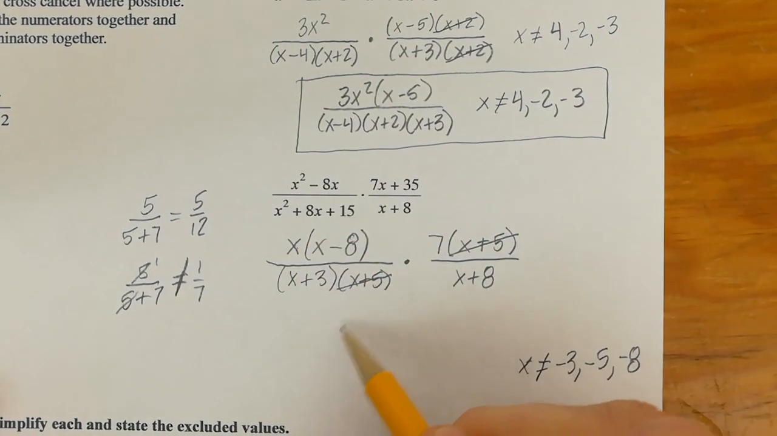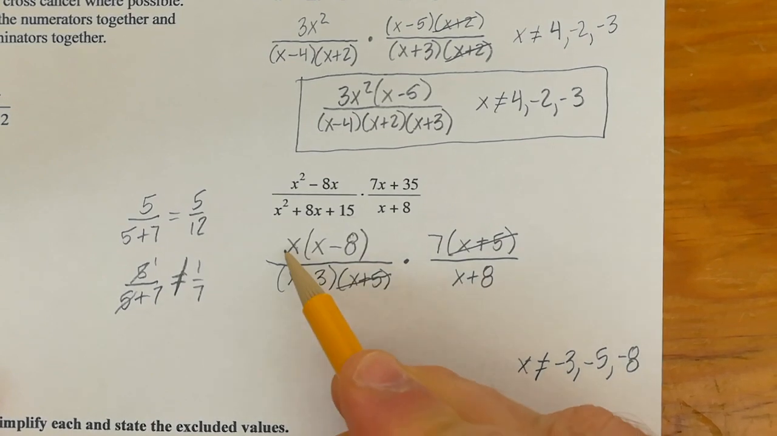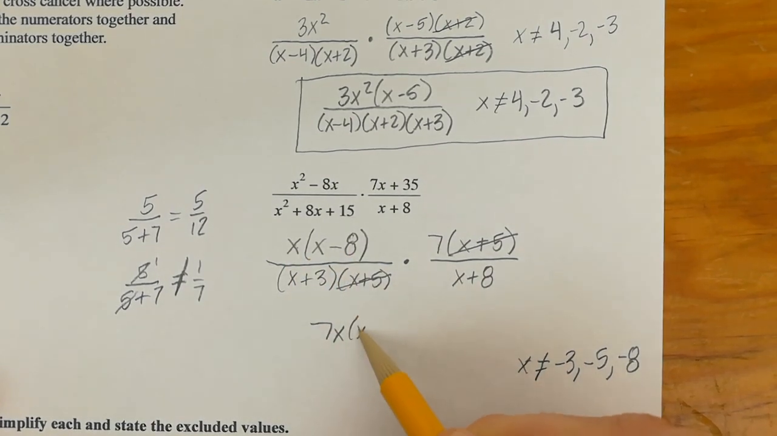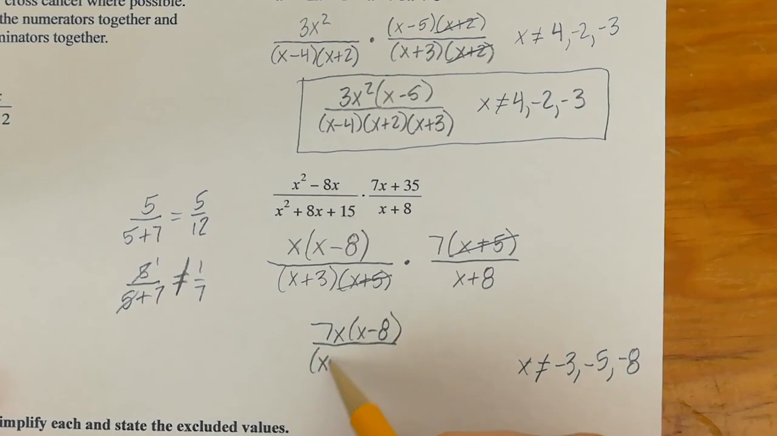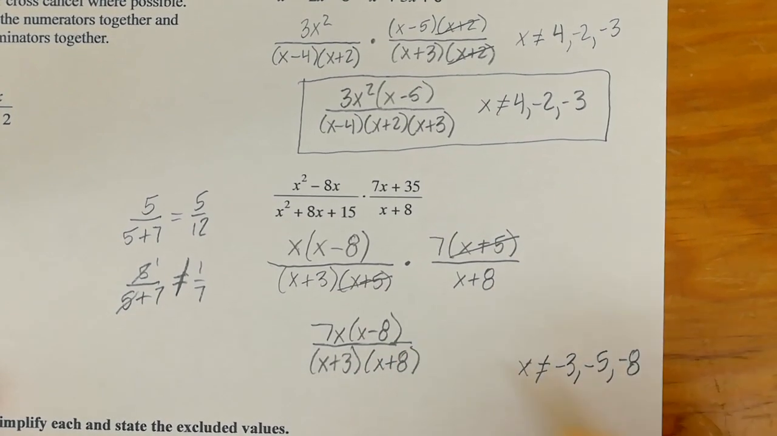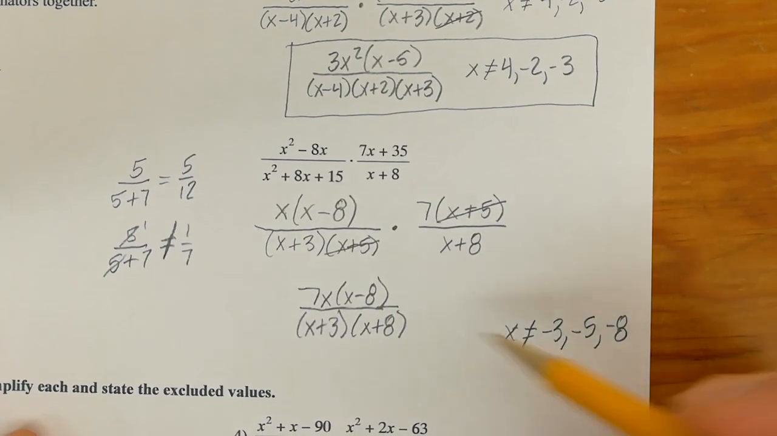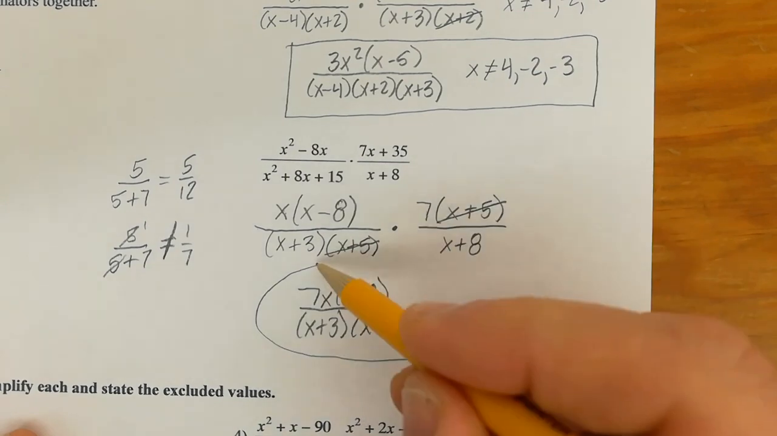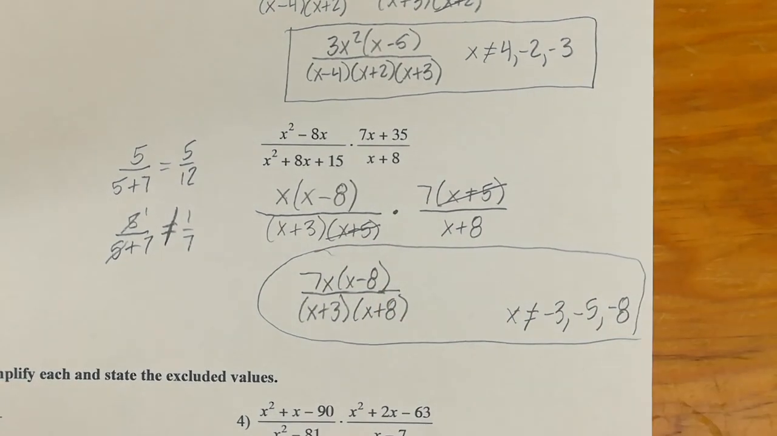So what we're left with is, I'm going to put that 7 out front. So 7 in front of the x, and then you have the x minus 8 in the numerator. And then we have x plus 3, and since this is getting multiplied by something now, we do have to put it in parentheses. Okay, so that's our result. Oh, and look at that, I got my excluded values right to the side here, so I'll just circle that all together as my answer. All right, you guys go ahead and do number 3 and 4 for practice.